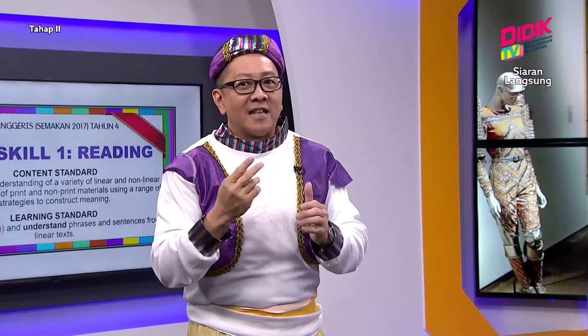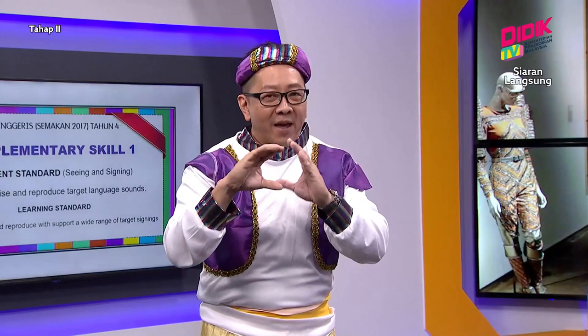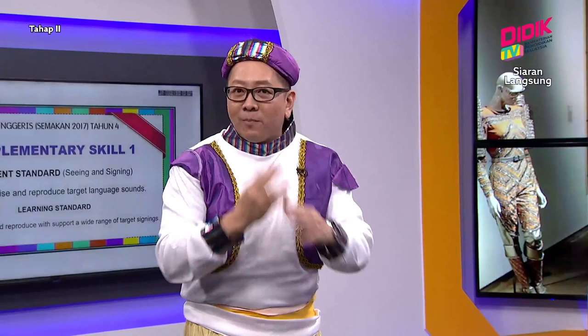First, we are going to explore learning standard 3.2, reading and understanding a passage. Then, second main skill is writing an email. For the audience and Chris, these two main skills support with complementary skills. First, learning the signing of the vocab given, and second, doing the role play to show understanding.